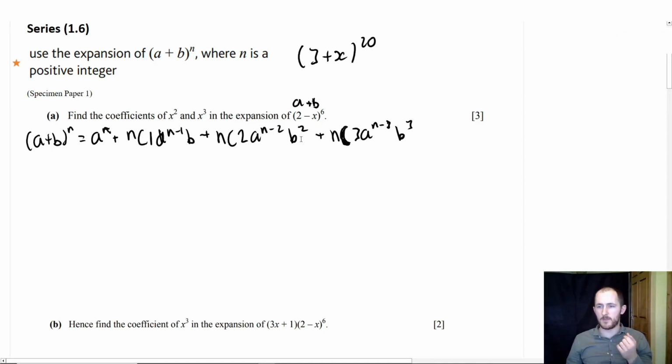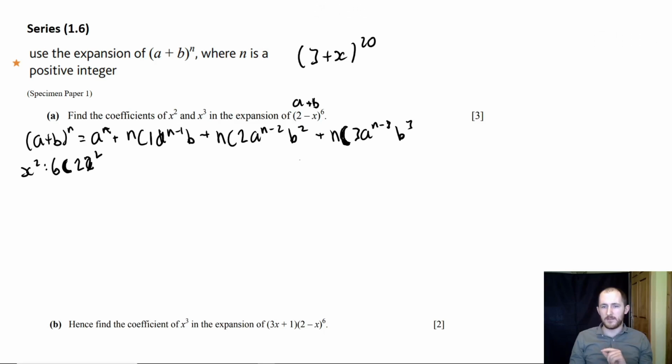So the x squared term will be where b squared is, so we're going to be looking at this section here and this section here. So I'm going to write out x squared, put a little colon, and that's going to equal n, which is 6, the C button, again we can make it slightly thicker to make it super clear it's not a bracket, and that's going to be position 2. And then a in this case is 2, so we put 2 to the power of n minus 2, which would be 4, and then times b squared. Again, keep in mind b is actually the whole thing, so it's minus x, all squared.